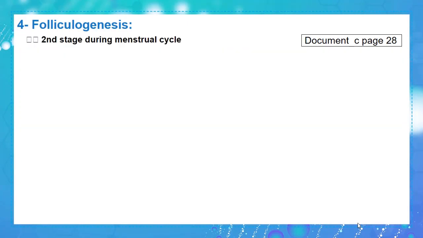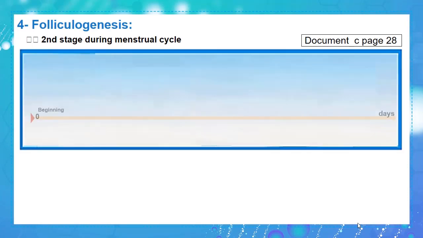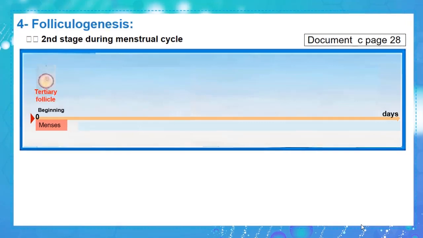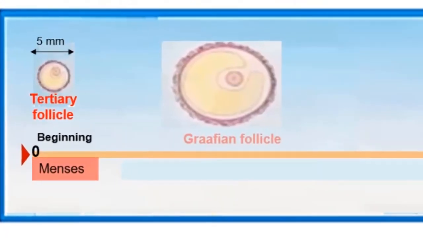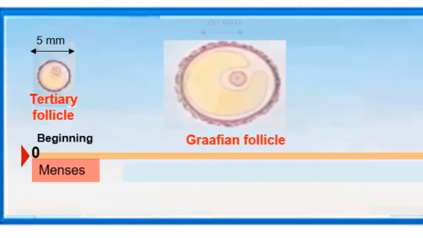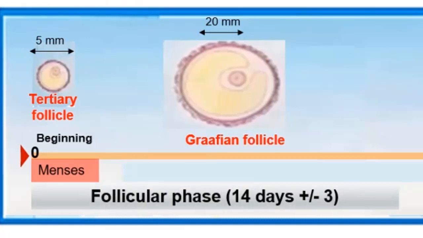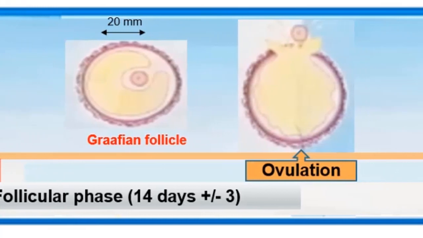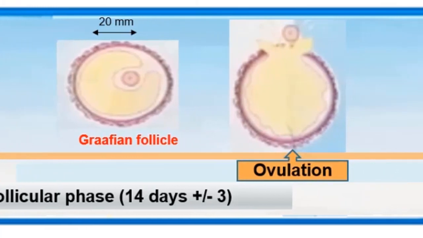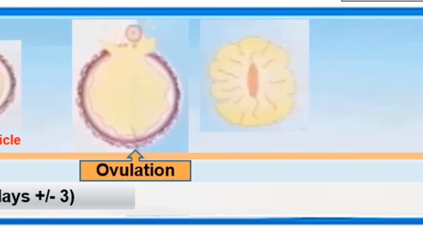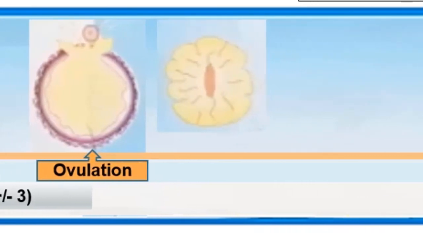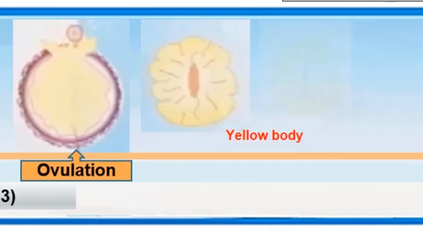After developing for 4 months, the follicle in the ovary has a diameter of 5 mm. At this point, the growth of the follicle becomes accelerated so that the follicle grows to a diameter of 20 mm within an average of 14 days only. Only a few hours after the formation of the Graafian follicle, this follicle ruptures to ovulate the oocyte 2 into the fallopian tube.